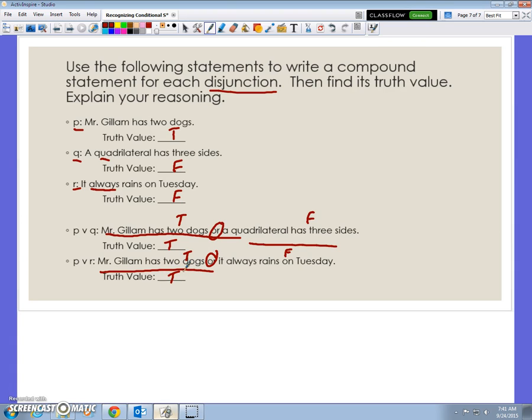Now I didn't put this on your notes, but let's just take a look at Q or R. And that would say a quadrilateral has 3 sides, or it always rains on Tuesday. So if a quadrilateral has 3 sides, we'll say that's statement Q. That's false. Or, and then we have the statement R, it always rains on Tuesday. Is either of those true? No, they're not. So my truth value, if I compared Q or R, would be false, because neither of those statements is true. And you need one or the other to be true to keep its truth.